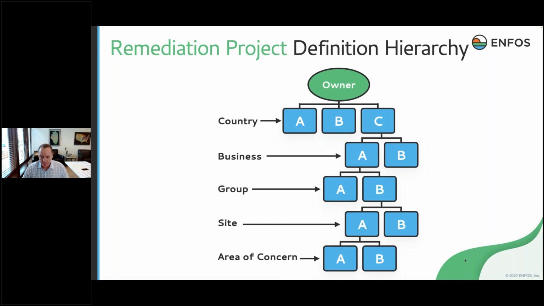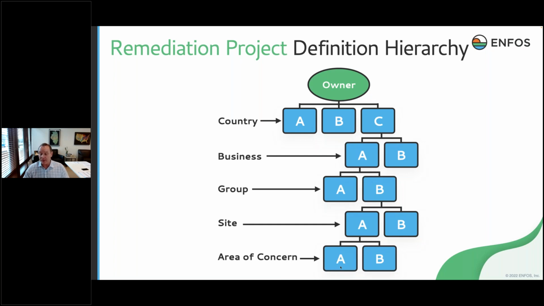cost control. And ultimately, we have sites that are in the portfolio that are in some branch of the organizational structure. They're in a country, they're in a business line, they might be in some group or portfolio, but we have sites. Depending on the size and type and even location of the site, we will have one or more areas of concern. This is the lowest level of a remediation site.